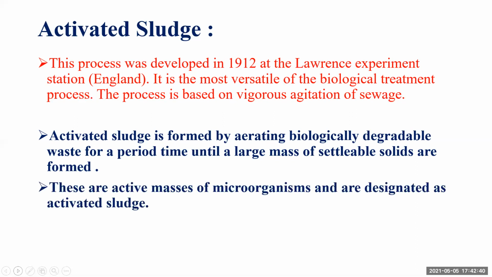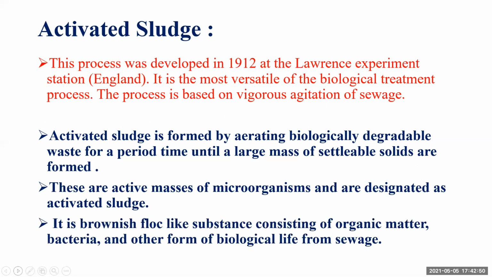Now these large masses of settleable solids, called activated sludge, are active masses of microorganisms and are designated as activated sludge. So what is activated sludge? It is a brownish flock-like substance consisting of organic matter, bacteria, and other forms of biological life from sewage.